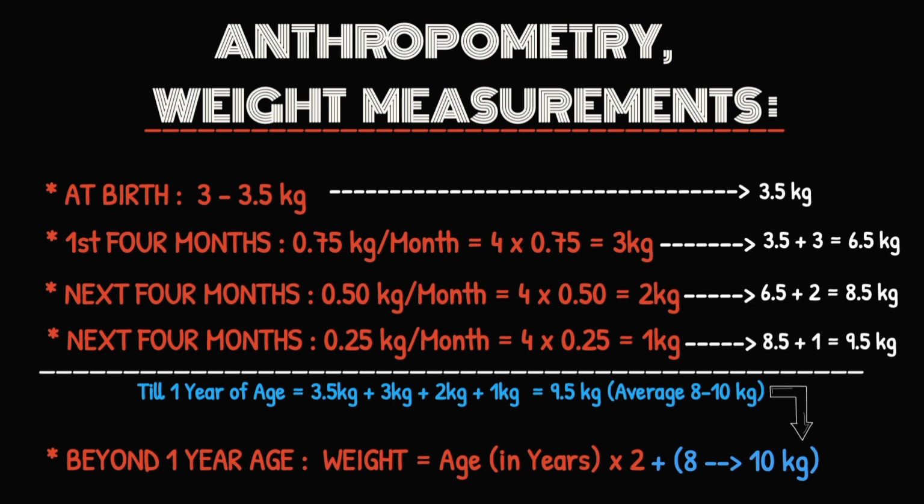So for example, if you want to find out the weight of your pediatric patient that is of age 3, you have to multiply 3 with 2. So 3 2s are 6. So after that 6, you have to add this 8 to 10 weight to that. So 6 plus 8 or 6 plus 10. So the weight is either 14 kilogram or 16 kilogram. This is the average weight that your pediatric patient of age 3 should have.